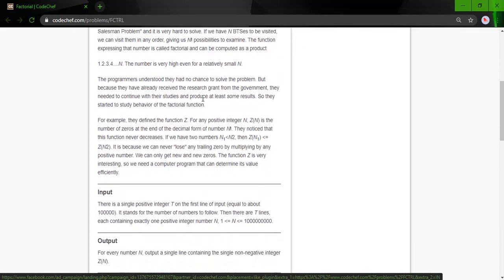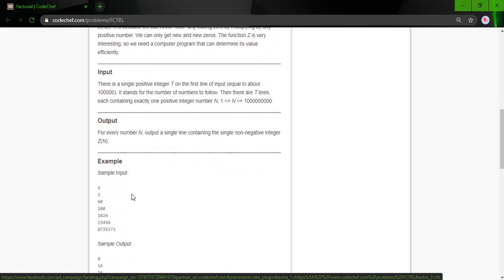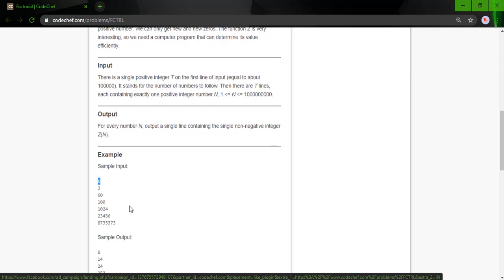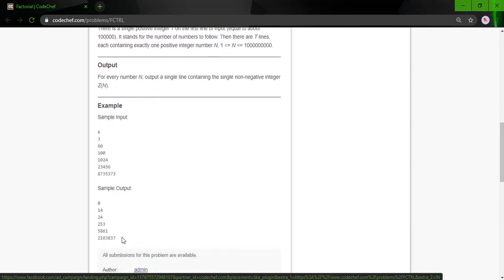Basically, the question says that we have to find the number of trailing zeros in the factorial of a given number. The first one, 6 right here, is the number of test cases, and the limit to that is 10 to the power 5, so we have to consider that as well. And then you will get 6 numbers. We have to take factorial of this number and find the number of trailing zeros in the factorial. So that is the question, and these can have values ranging from 1 to 10 to the power 9. So we have to consider these two constraints as well.